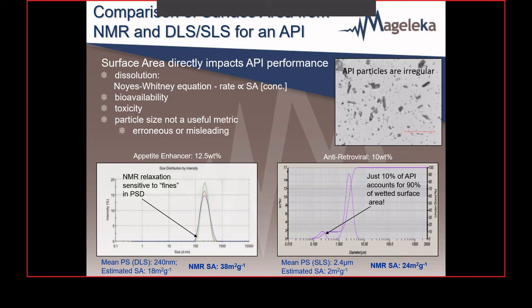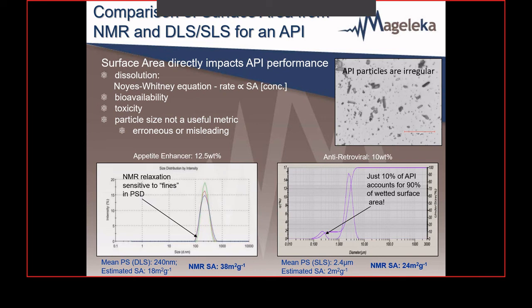Now, the surface area of an active pharmaceutical ingredient directly impacts its performance, its bioavailability, and its cytotoxicity. You want it to be highly bioavailable, but the problem is you also don't want it to be cytotoxic. So the less you can use of the drug, the better off you are. Now, the rate of dissolution of an API is driven by both concentration and surface area, as dictated by what's called the Noyes-Whitney equation itself.